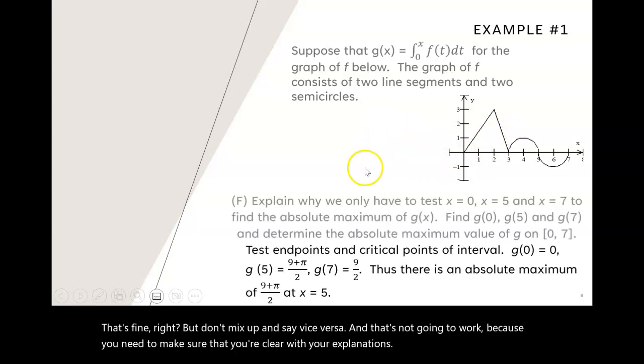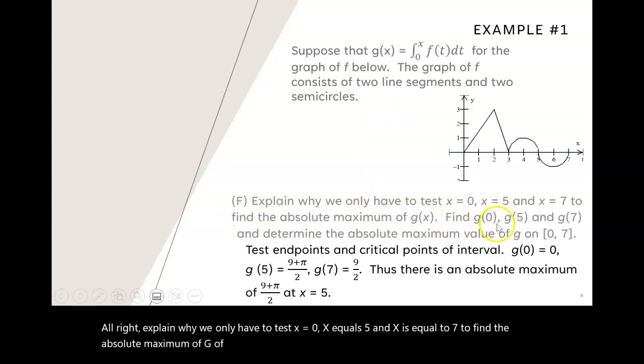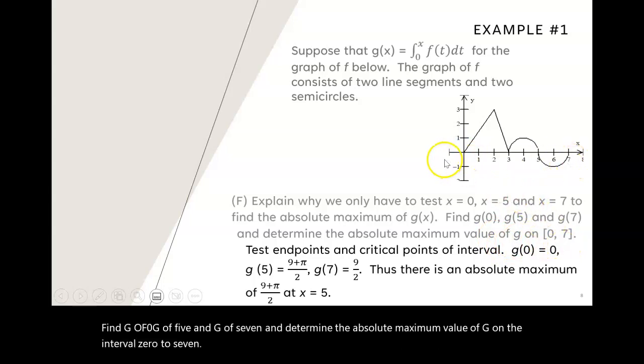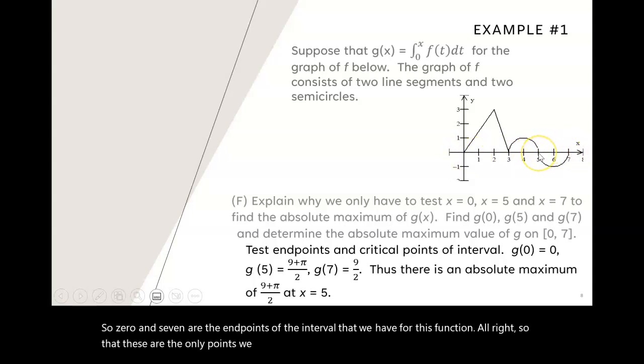All right, explain why we only have to test x equals 0, x equals 5, and x equals 7 to find the absolute maximum of g of x. Find g of 0, g of 5, and g of 7, and determine the absolute maximum value of g on the interval 0 to 7. So 0 and 7 are the endpoints of the interval that we have for this function. All right, so these are the only points we need to test, along with 5.